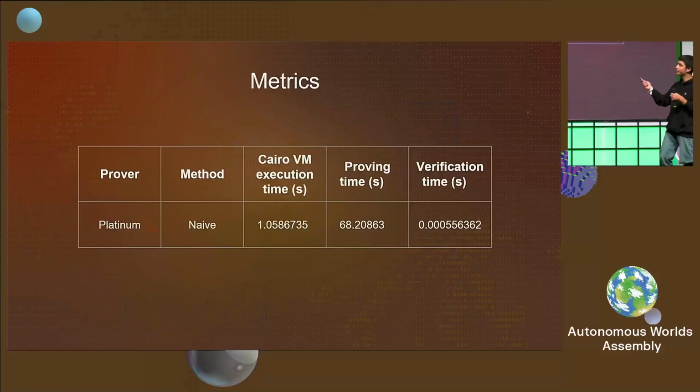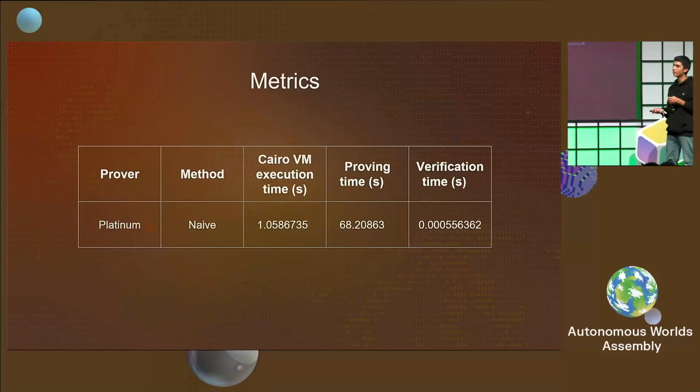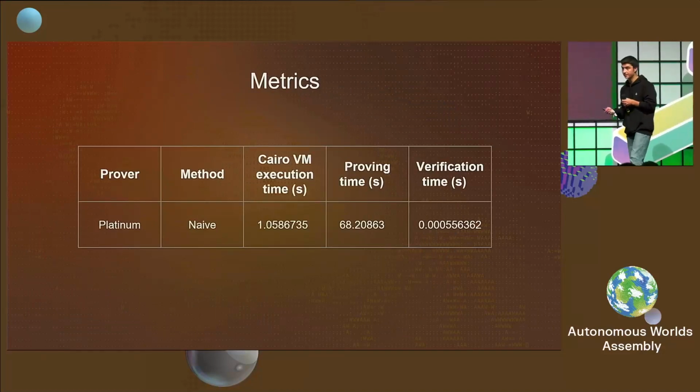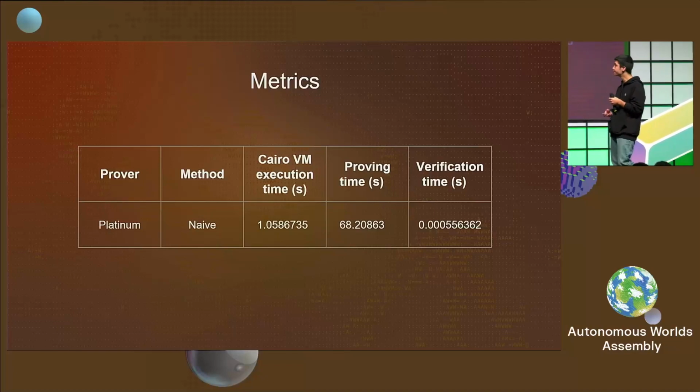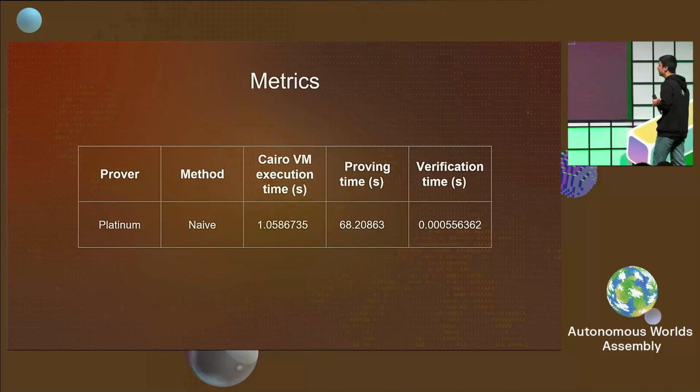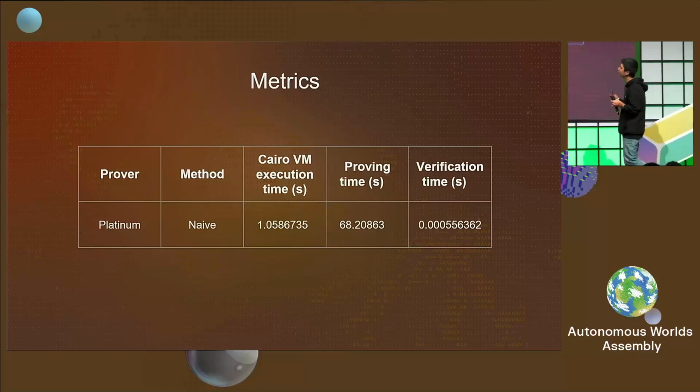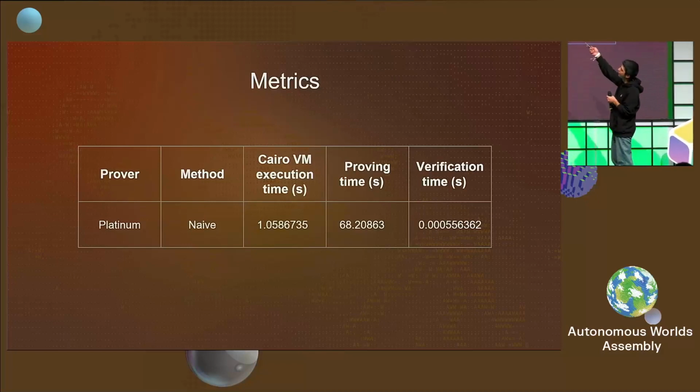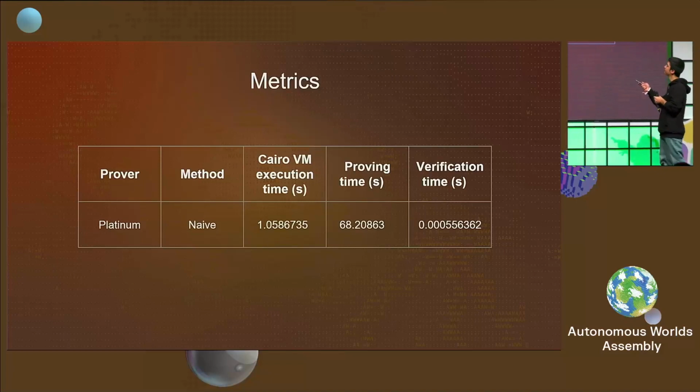And then coming to the metrics, I think this is the most interesting part. We have actually implemented the POC and we have run it on-chain. You can see the benchmarks here. There are some interesting things to talk about, I believe. First of all, what you're going to realize is the Cairo virtual machine execution time is 1 second and verification time is also really, really small.